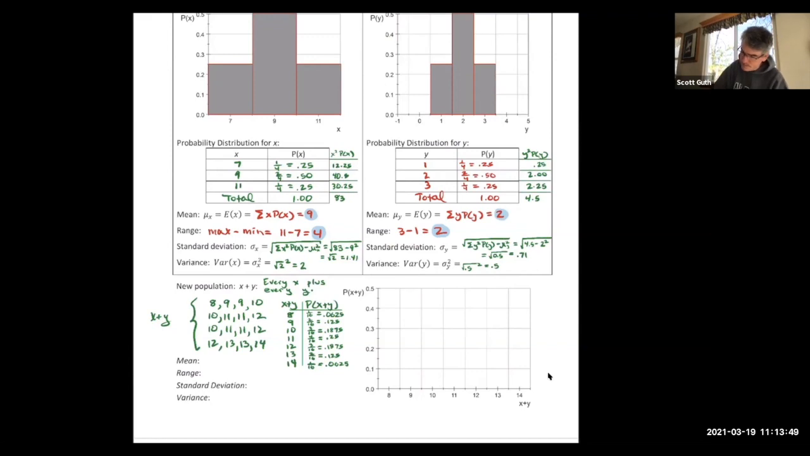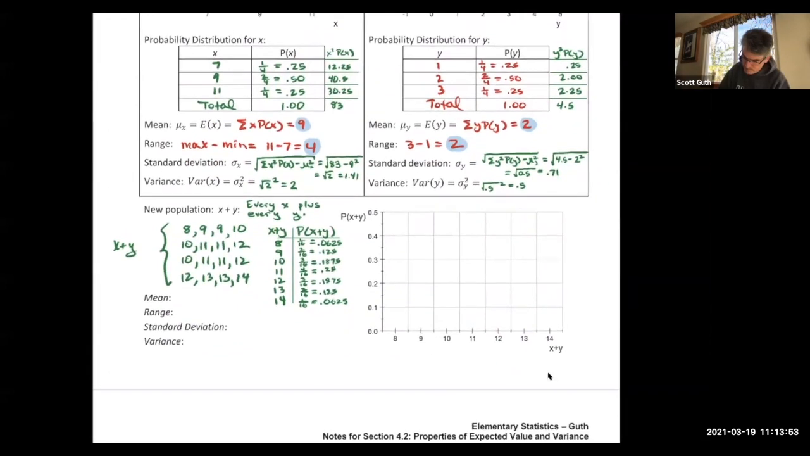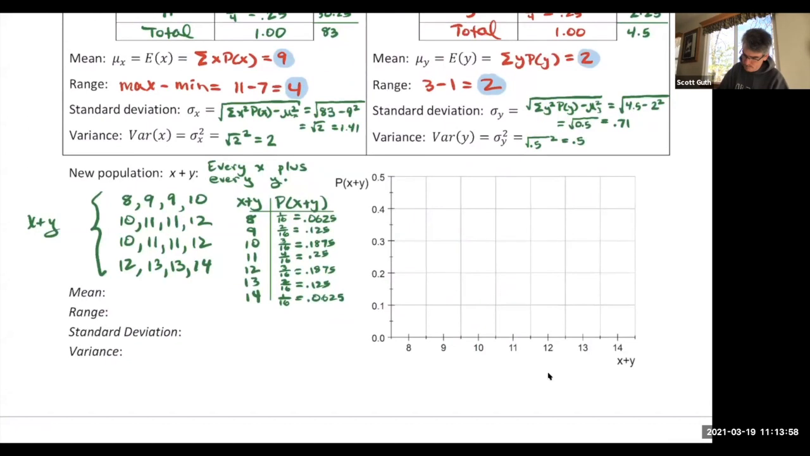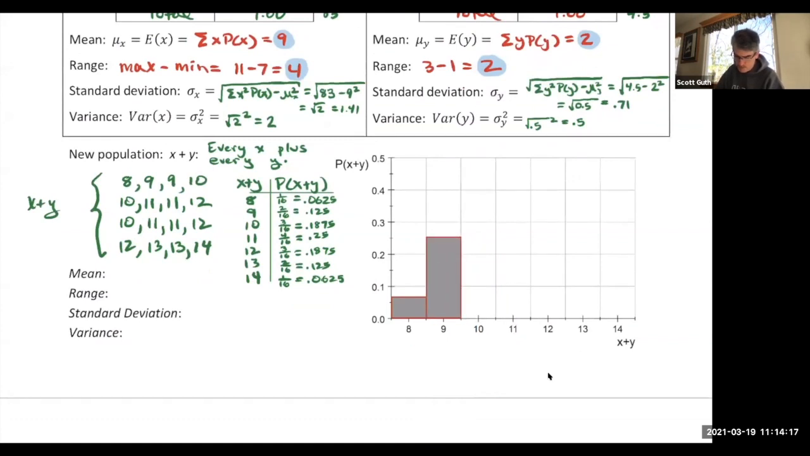And I'll go ahead and start making my histogram over here. So 8 just occurred 1 time. So I'm going to try and carefully put that in. Probability 0.0625 way down here. Okay, the 9 occurred with a probability of 0.125. So that's going to be right there, I think. Okay, the 10 had a probability of 0.1875, so that's almost 20%. Okay, the 11 was 0.25, so that's actually right where it needs to be. And then the rest of this, it just goes down from there.